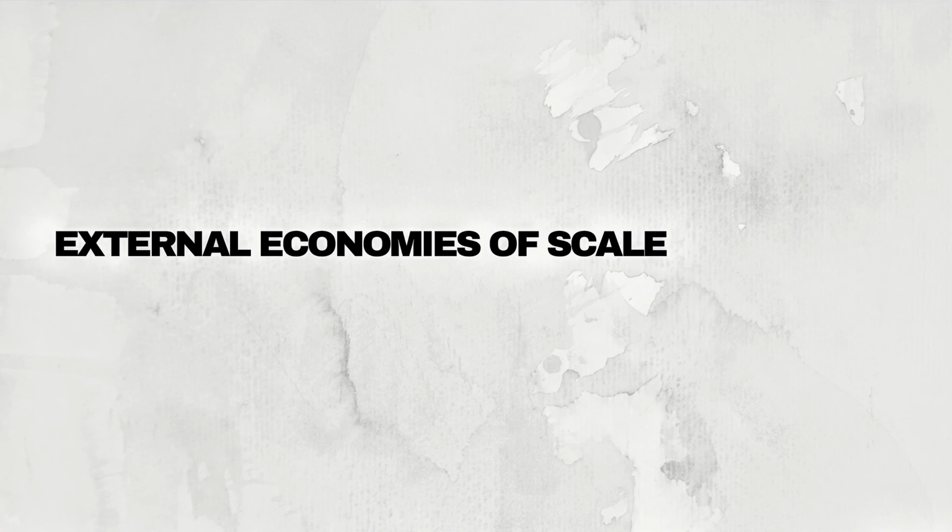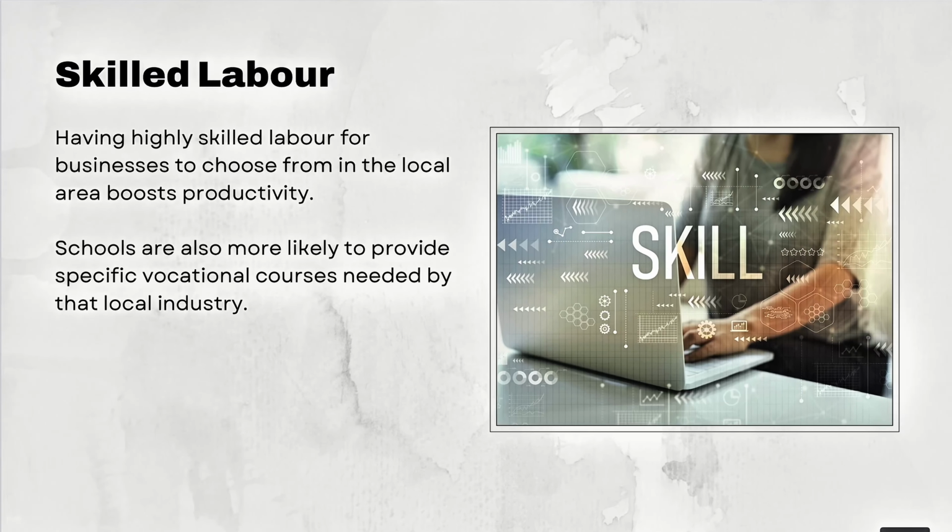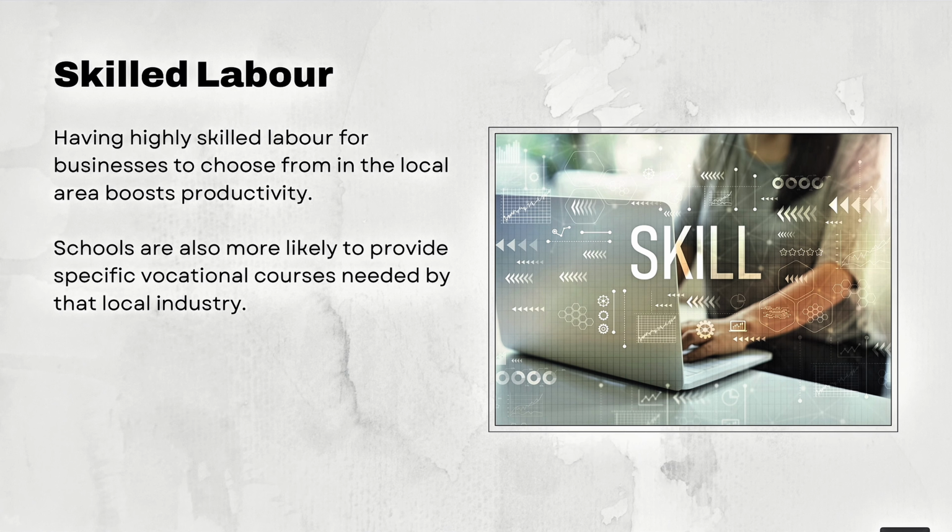Moving on to external economies of scale. This is when the business has zero control of the economies of scale. Skilled labor is an external economy of scale, as the large business will need to hire locally. So if they are able to access a large pool of educated and skilled labor, this will boost their productivity. Schools are also most likely to provide specific vocational courses needed by that local industry.